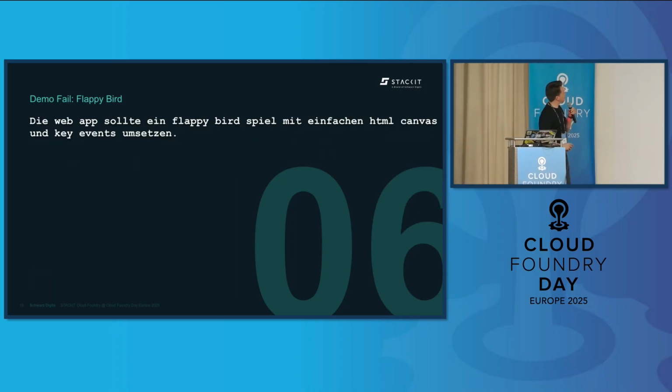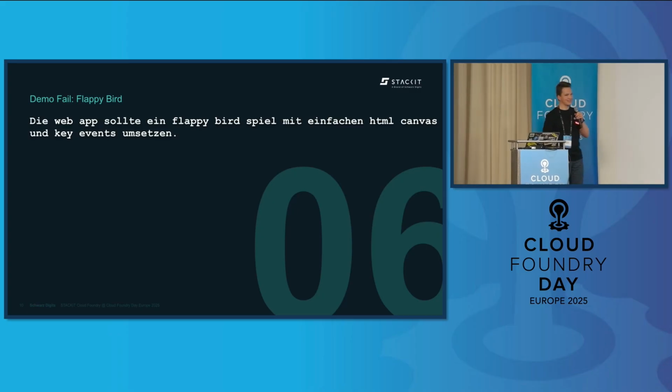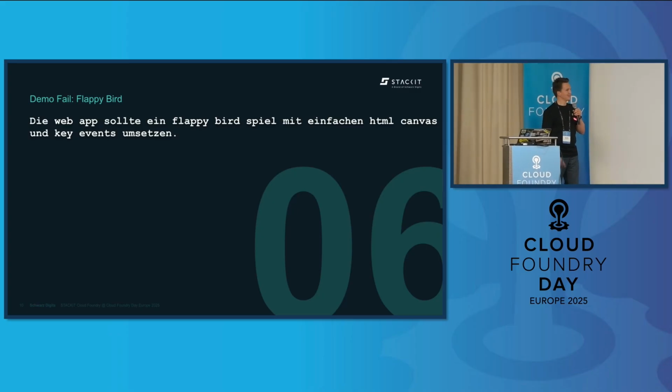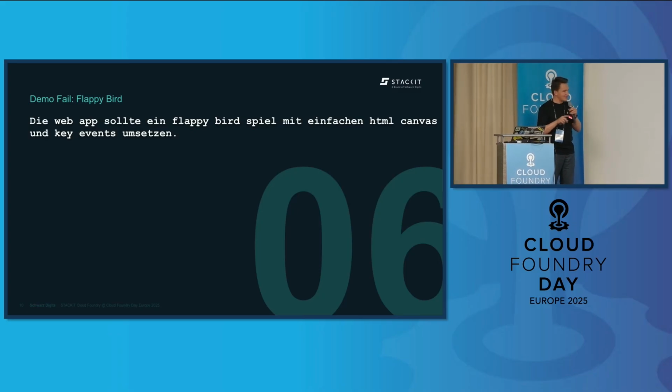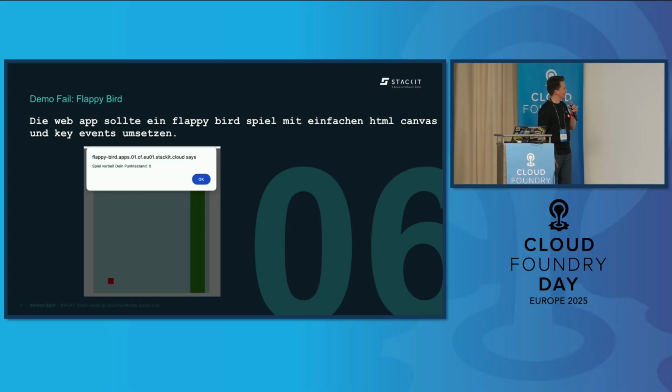There was also a German colleague who said, hey, it would be super cool to have Flappy Bird as a web app. So he came up with this prompt: "Die Web-App sollte ein Flappy Bird-Spiel mit einfachem HTML-Canvas und Key-Events umsetzen." So listen to key events and then just play the game. But if you start the game, it is directly over with, I don't know, 0 points. So this is what does not work that well.